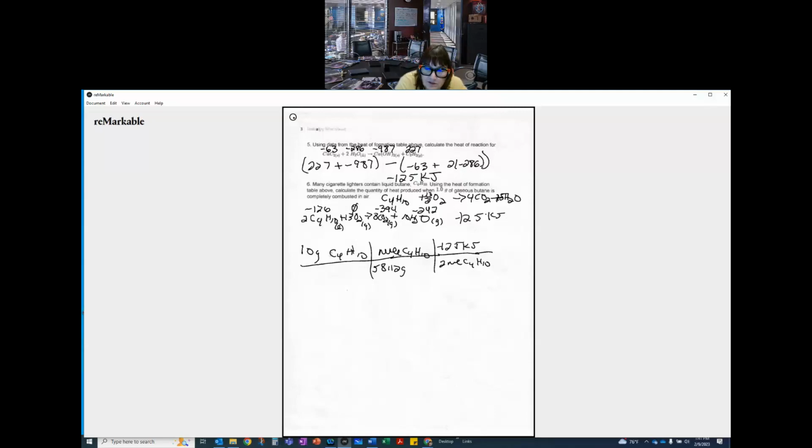So this is what I'm going to get here. So 10 divided by the 58.12 times negative 125 divided by 2. And that gives me negative 10.8 kilojoules. Cool.